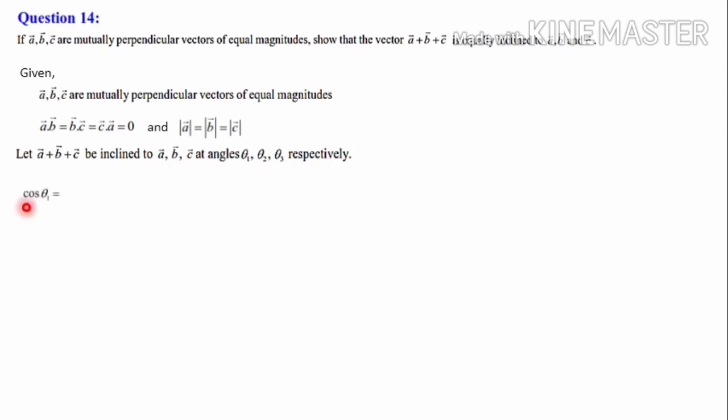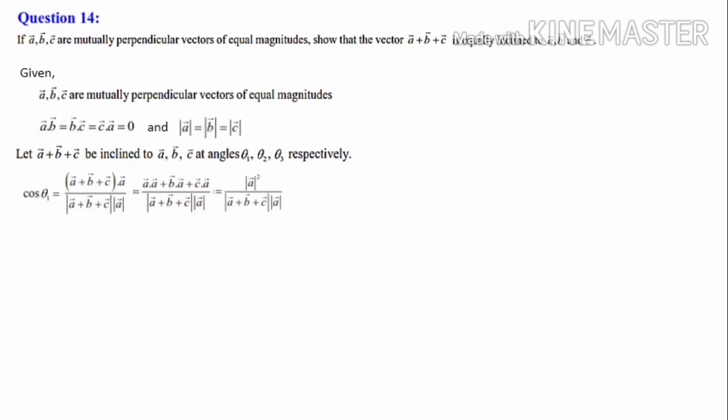So the angle between the vectors we have already learned. Cos theta is equal to A dot B divided by modulus of A into modulus of B, means dot product of two vectors divided by their modulus product. So here the two vectors are A plus B plus C and the first vector is A. So (A plus B plus C) dot A divided by modulus of (A plus B plus C) into modulus of A. When you are finding out the dot product, A dot A plus B dot A plus C dot A, divided by the denominator, which is same.